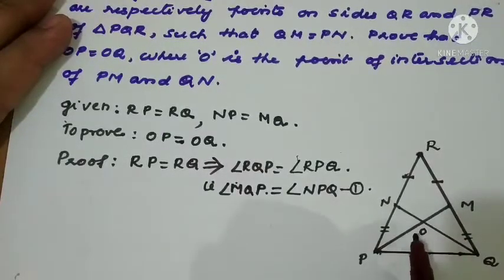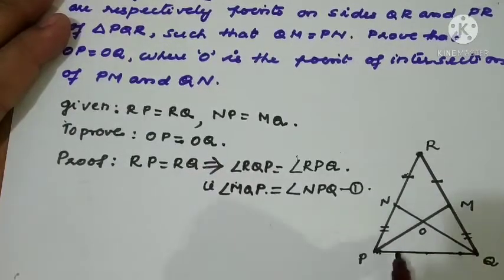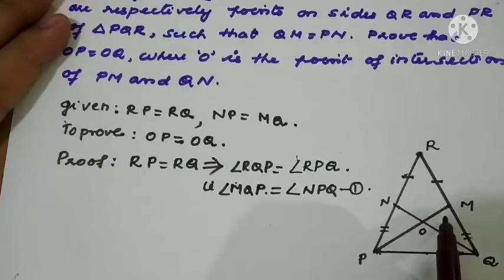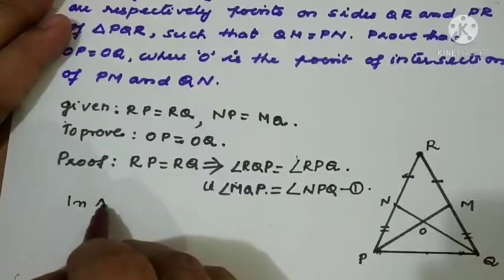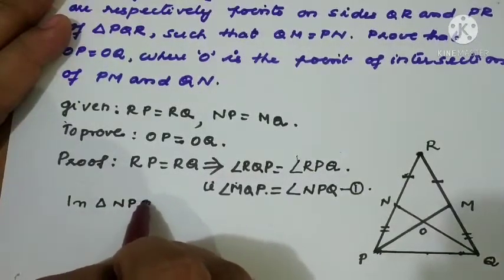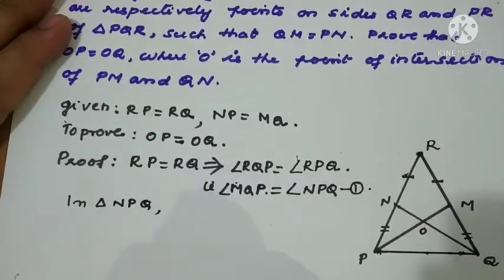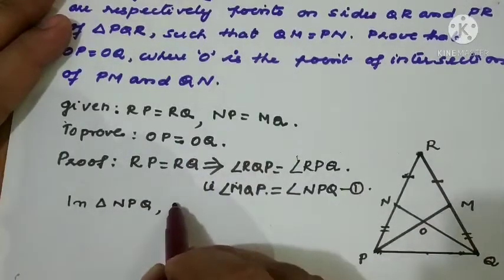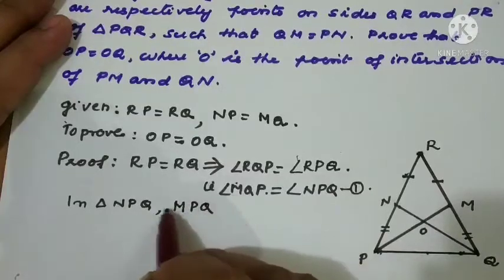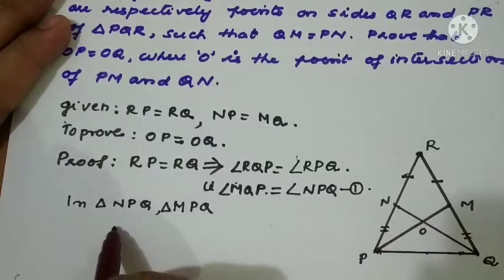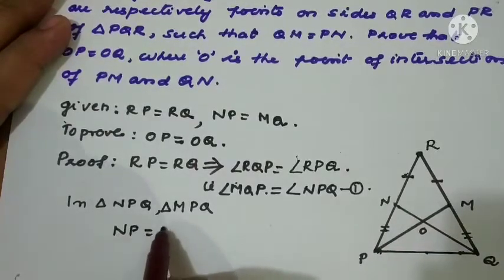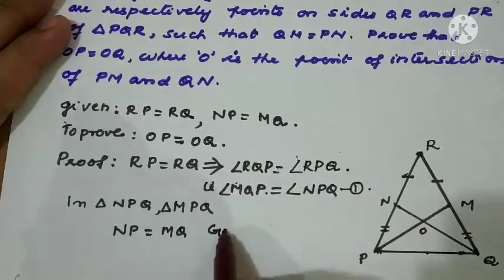Now we need OP and OQ only. OP we will not get from here because we don't have any angles or sides. So we'll go for the triangle MPQ and the triangle NQP. So in triangle NPQ and triangle MPQ, what is the equal side? Already given that NP and MQ are equal.